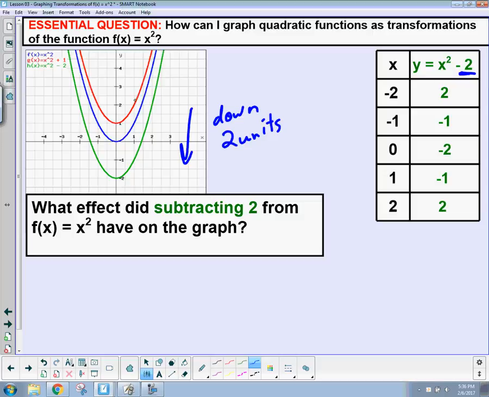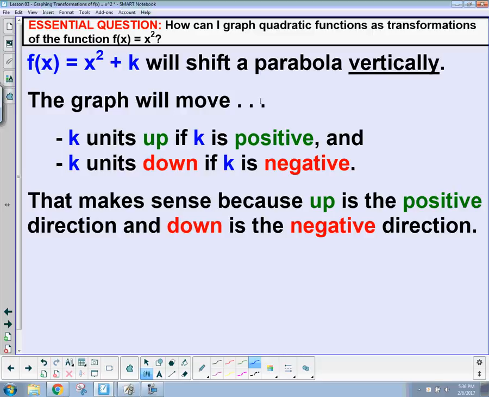Okay? Let's keep going. Here's your notes, but guys, trust me, I have a handout for you that sums all of this up. But if you want to write this down, you can. So notice it's going to be denoted with K. If K units up, the K is going to be positive. K units down, the K is negative. That makes sense because up is positive and down is negative. Okay? Alright, let's move on.